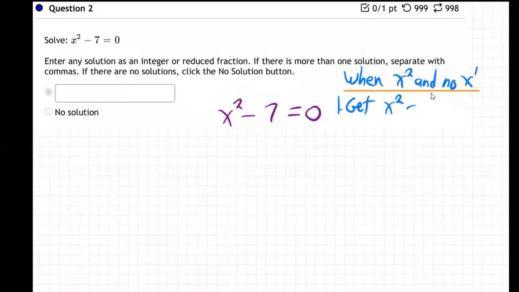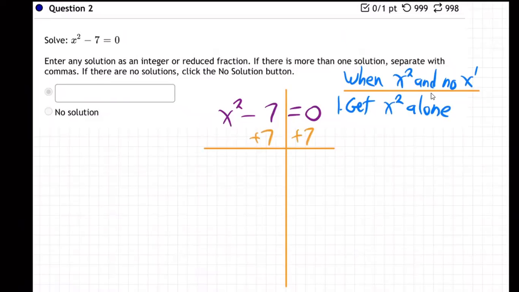get x squared alone. That's the first step. So here's the wall of separation. And what I'm saying is you need to get x squared alone first. Okay, so how do I do that? Well, you're going to add 7 to both sides. Boom, boom. Bring this down. x squared equals 0 plus 7 is 7. Step 1. So get x squared alone.